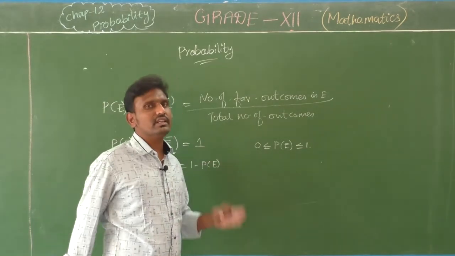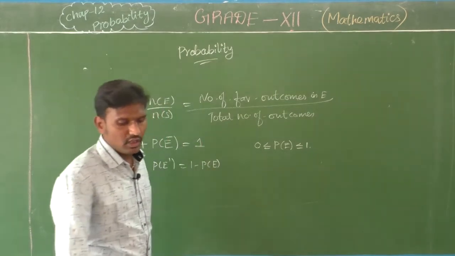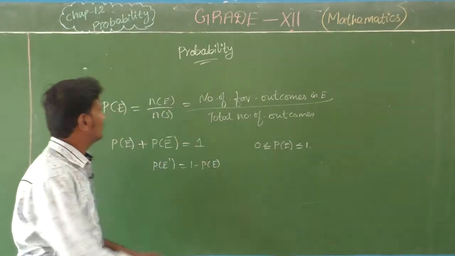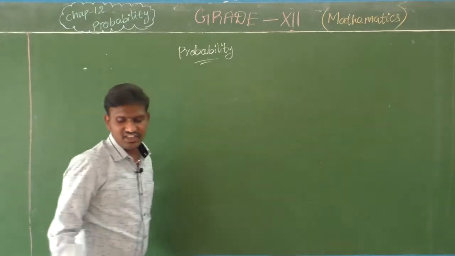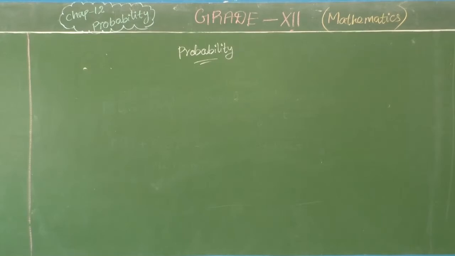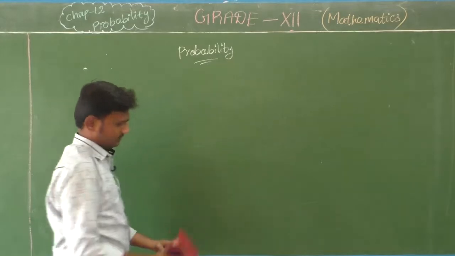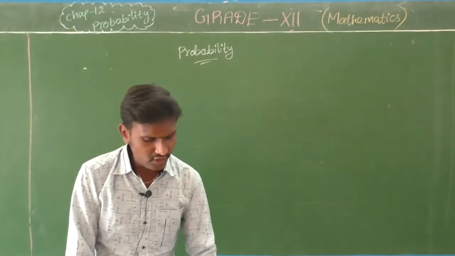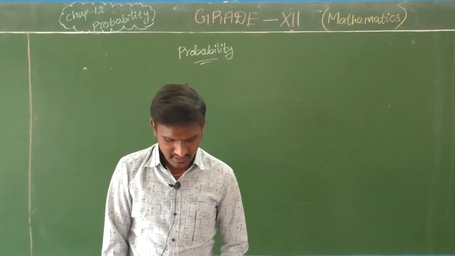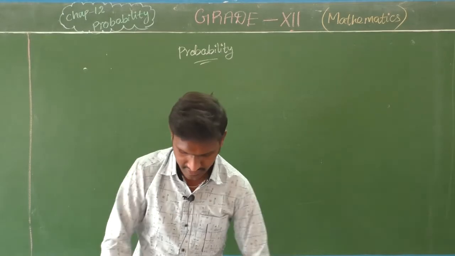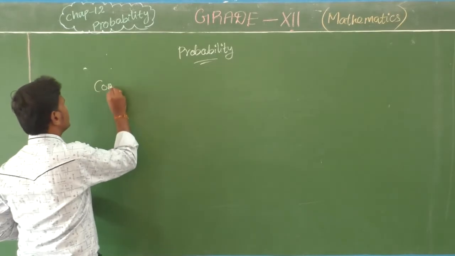Okay. Now coming to the 12th grade, the first topic is conditional probability. What is your first topic? Conditional probability. Okay. Conditional probability is nothing but it's very easy. So take your textbook, page numbers 532 and 533. Okay. So the first one is conditional probability.